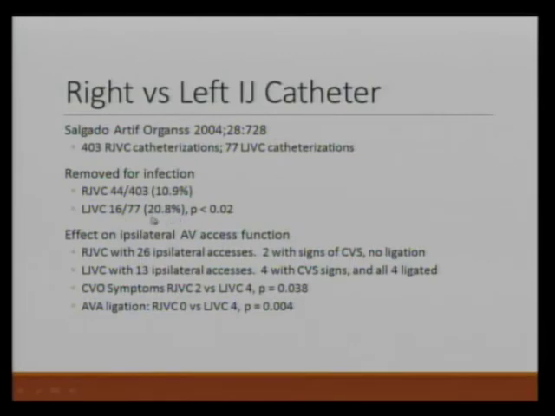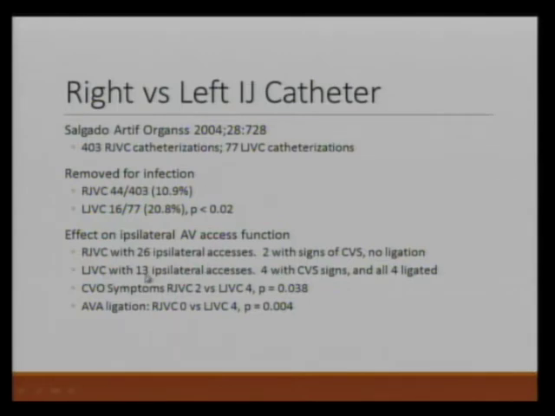On the left, it was 20% of the catheters. On the right, it was only 10 to 11%. Okay, so this may play a role in infection. And then they asked themselves, if someone's had a catheter before, does that affect whether or not they have a central stenosis after they get an access on that same side? On the right, they had 26 ipsilateral accesses. 2 had signs of central stenosis, but none of the accesses had to be ligated. There was stenosis, but it wasn't so significant that they had to ligate the accesses.